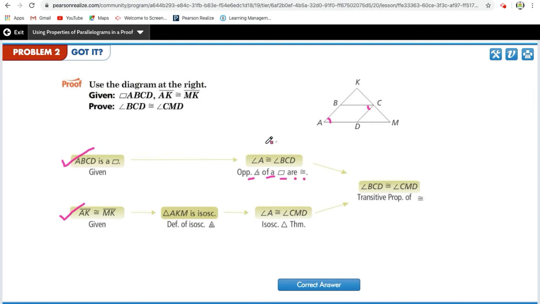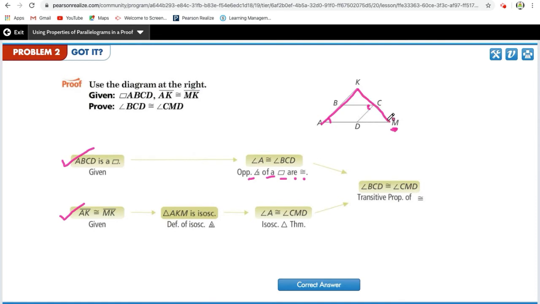So we already have a pair of congruent angles. And you need to plan: is there any angle that can be paired to this angle so that they can be proven to be congruent? That will be the question that you need to think about. Now let's go back to our second given. It says that AK is congruent to MK, this side.